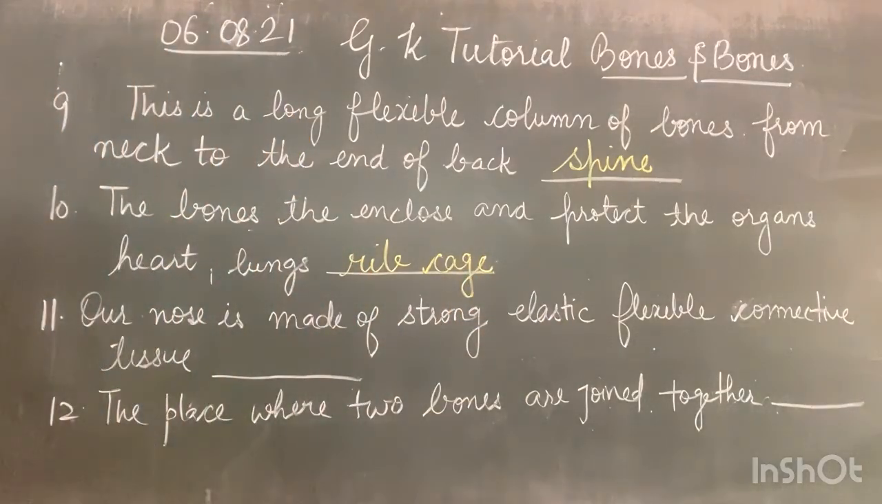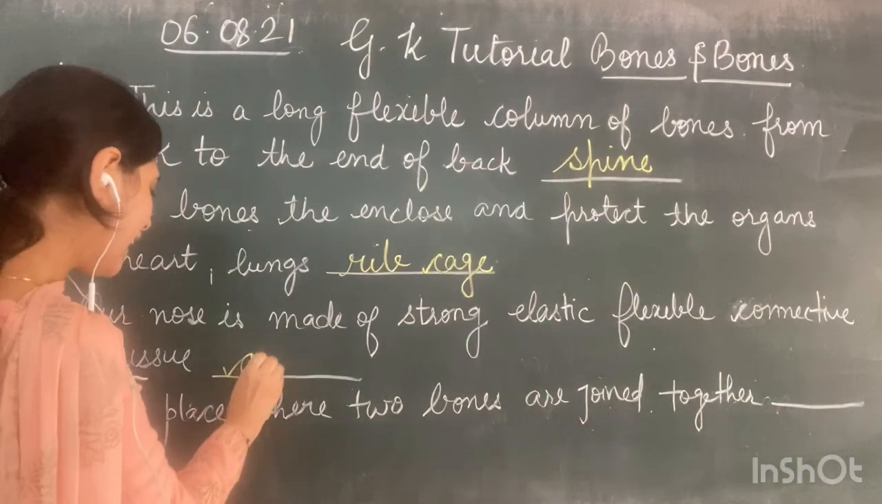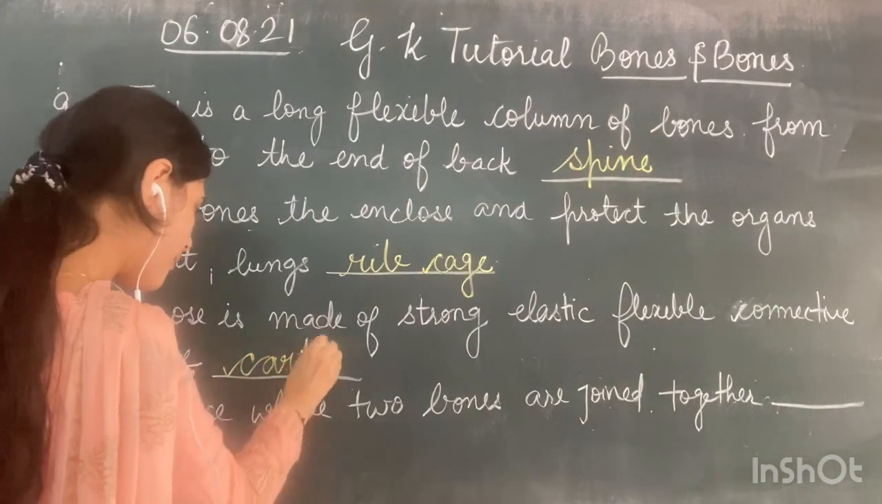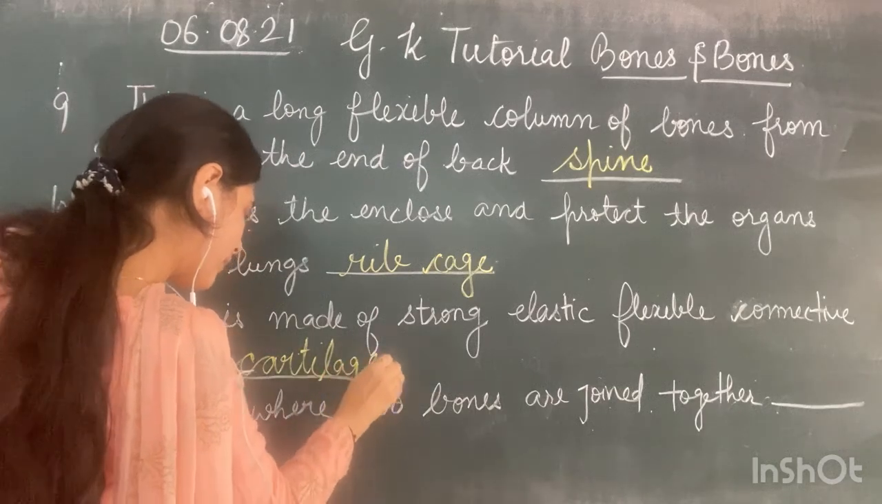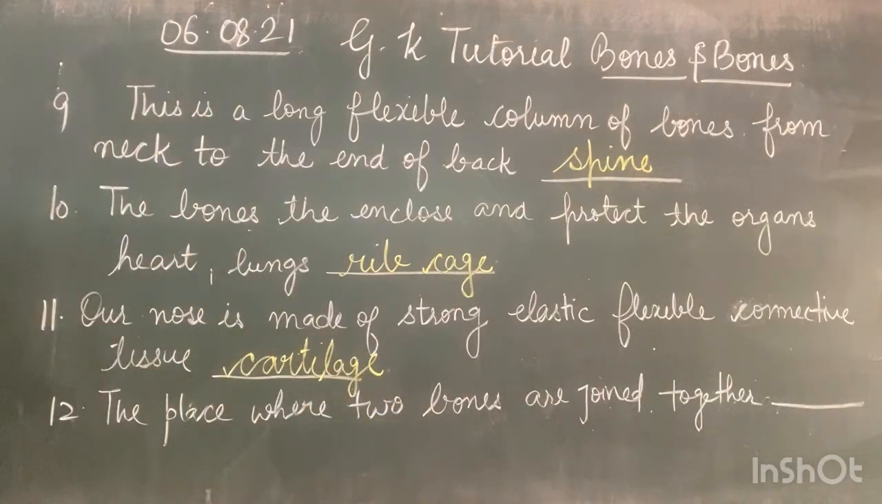So it's rib cage. Next is, our nose is made of strong, elastic, flexible connective tissue. So what is the name of that? Yes, it's cartilage. The answer is cartilage.